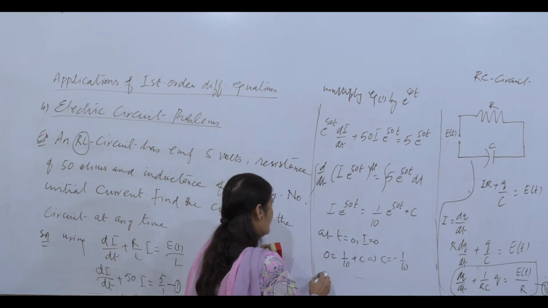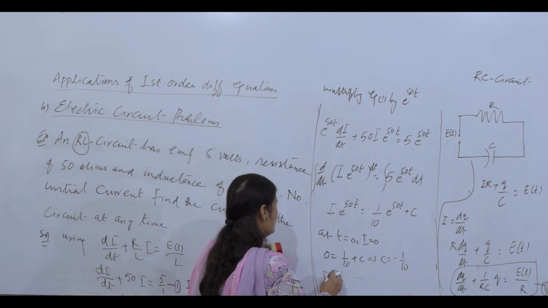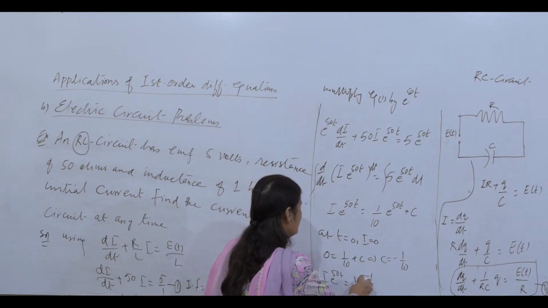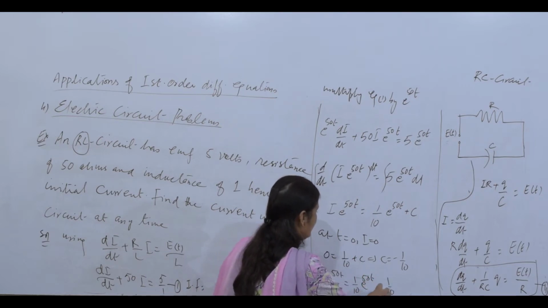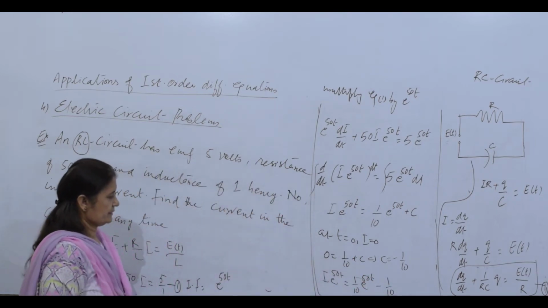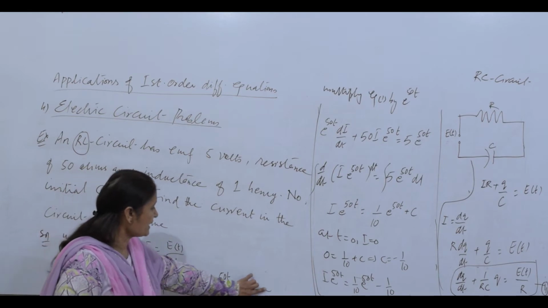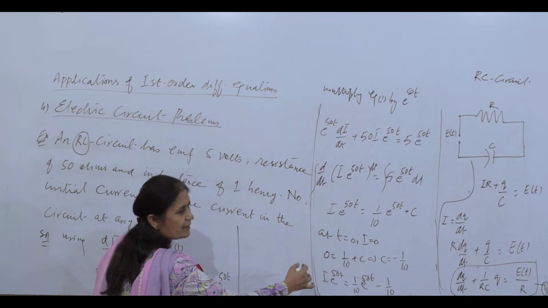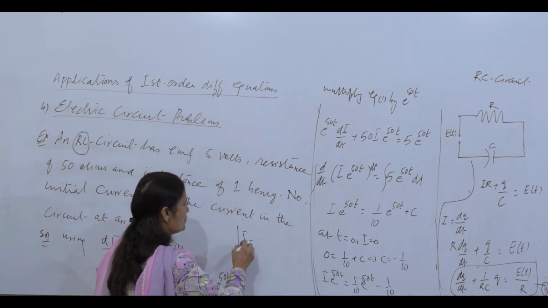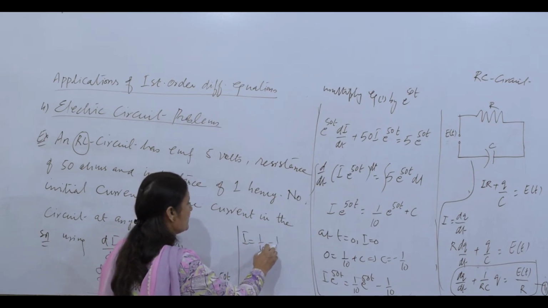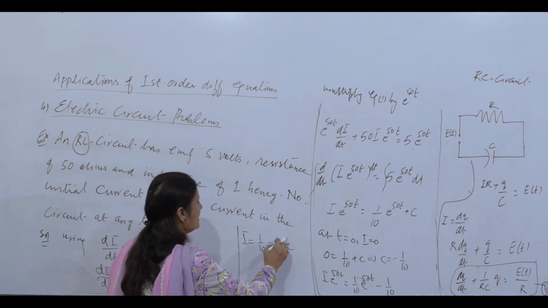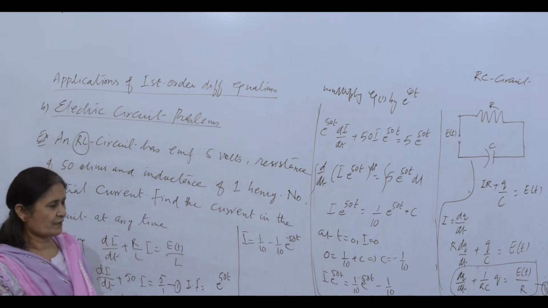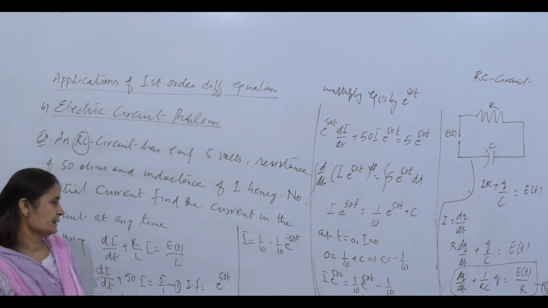So i e^(50t) is equal to 1 by 10 e^(50t) minus 1 by 10. Look at that. But you have to find the current in the circuit at any time, which means dividing by e^(50t). So i is equal to 1 by 10 minus 1 by 10 e^(-50t). That's all. This is the answer.